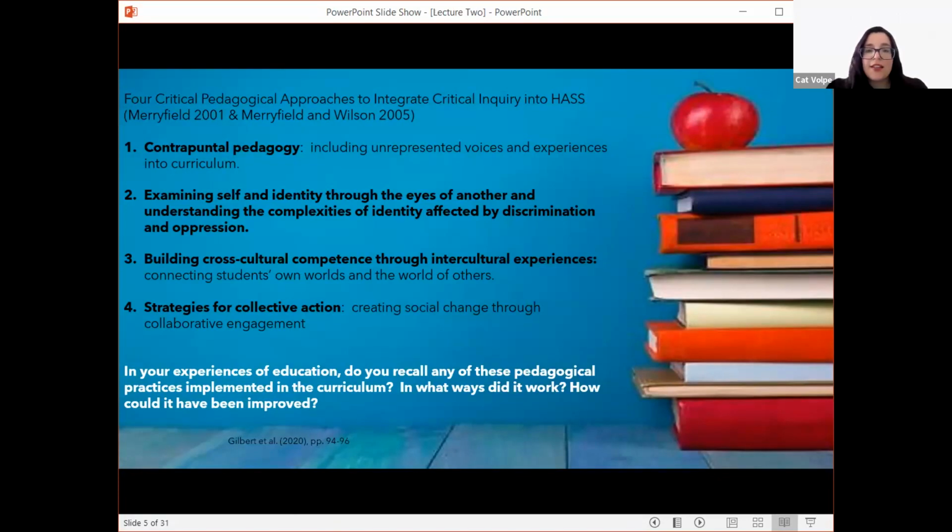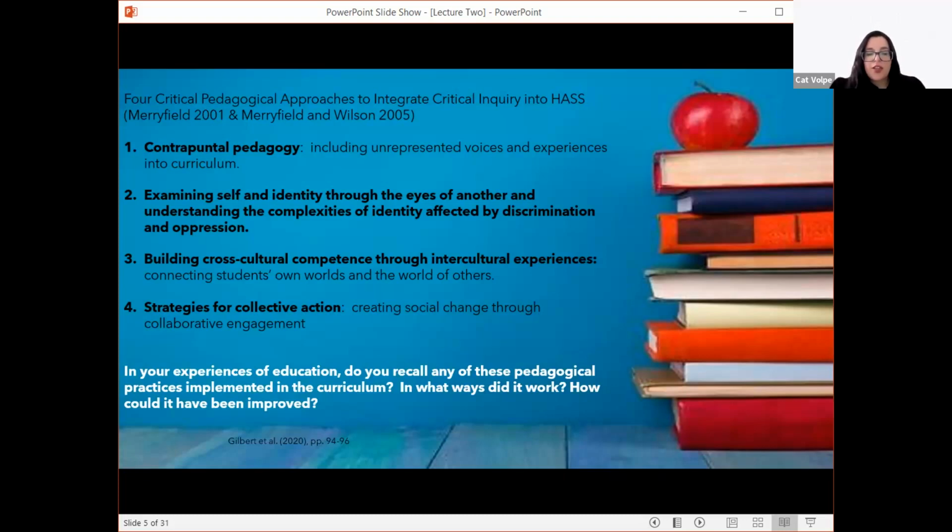So in the HSIE HASS subject areas, history and geography, students are given a lot of opportunity to consider how social change can be done through collaborative engagement. And we'll be able to see that as we move next week into the syllabuses.